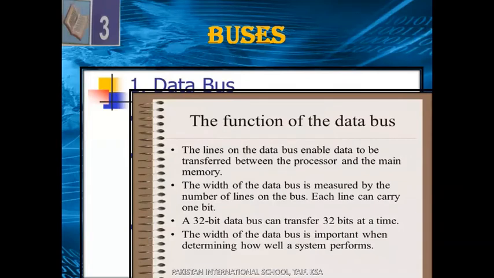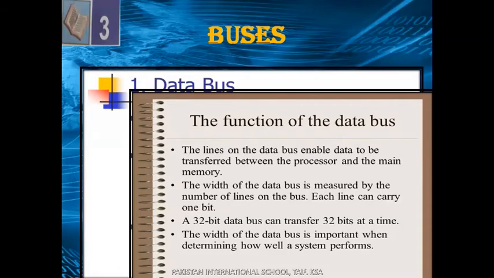Basically, the data bus is a bidirectional bus that is used to transfer data from one component to another component. The lines on the data bus enable data to be transferred between the processor and the main memory, and from the main memory to the processor. It is a bidirectional bus. Bidirectional means that it can transfer data two-way.